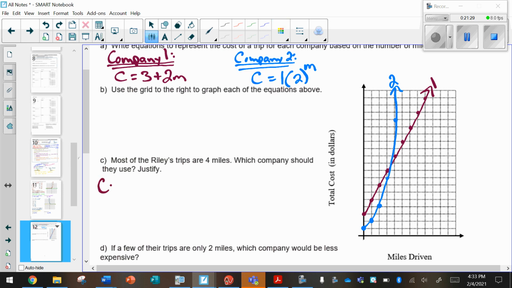For company 1, it starts with $3 and it adds $2 every mile. If we're doing 4 miles, we put 4 in for the number of miles. Doing the algebra work here, we'll take our 3 and add it to 2 times 4, which is 8. So when we're done, our total cost is 11. $11 for a 4-mile trip.